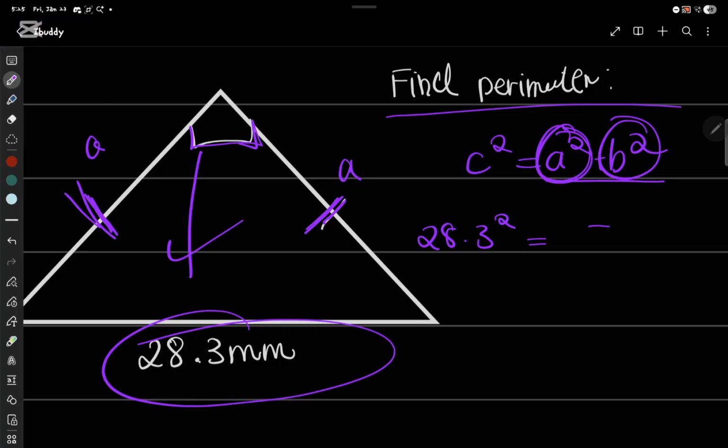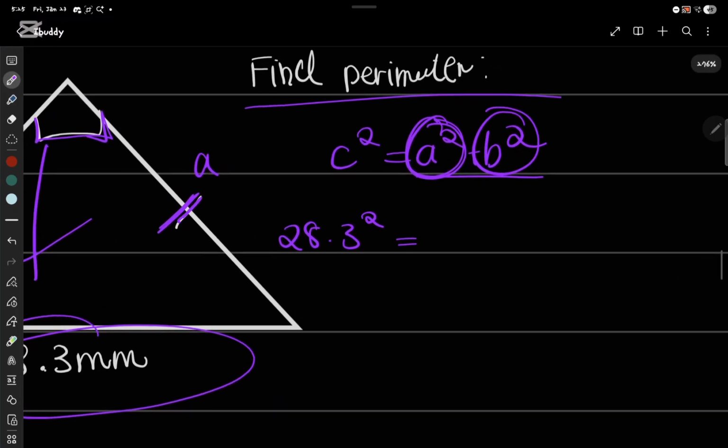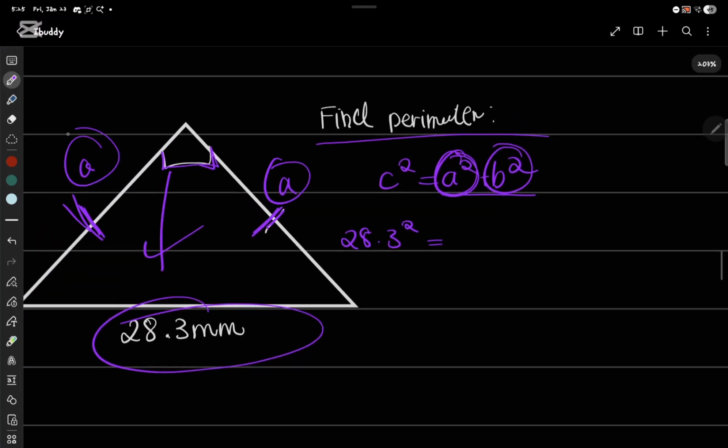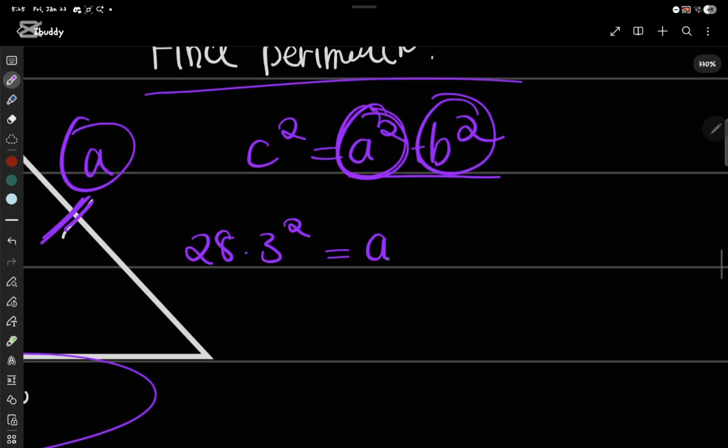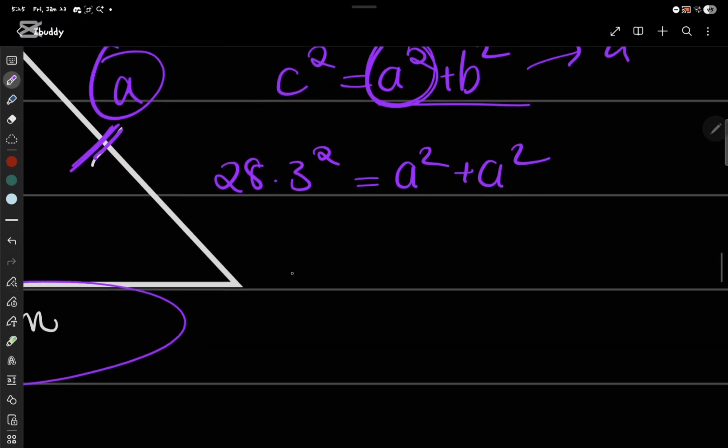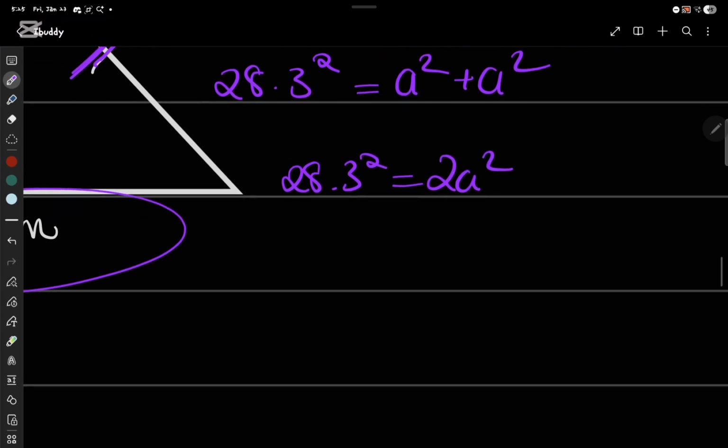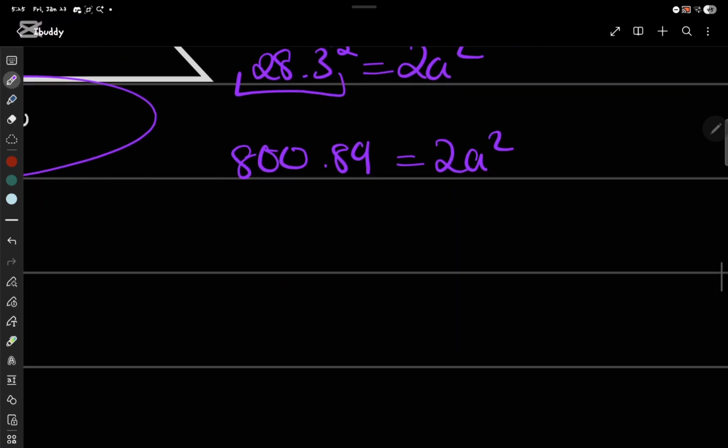Okay, so let's go back to the actual question. You have a here. You can label both these sides as a. So that formula will give you a squared plus a squared, because b turns into a anyways. Okay, so you have 28.3 squared equals 2a squared. So you can evaluate 28.3 squared. That will give you 800.89 equals 2a squared.